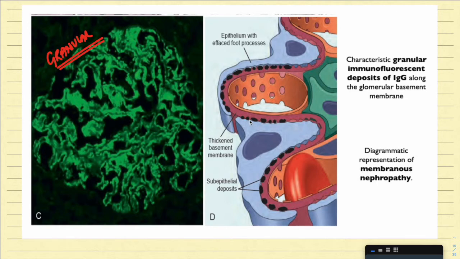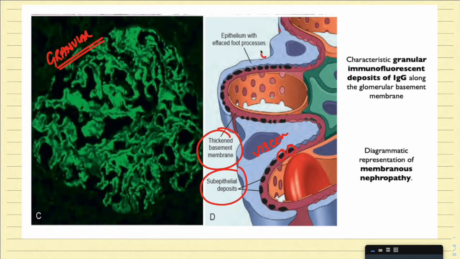If you can appreciate, the glomerular basement membrane is quite thickened. And very importantly, this is the visceral epithelium. Just beneath it, you are having the subepithelial deposits. Beneath the epithelium, that is the subepithelial deposits. And if you see, there is an effacement of the foot process.